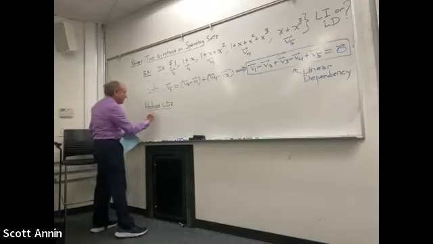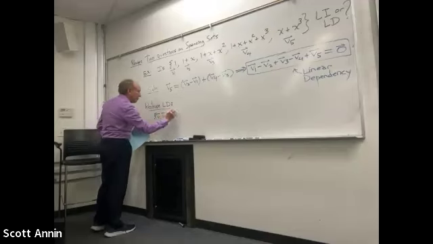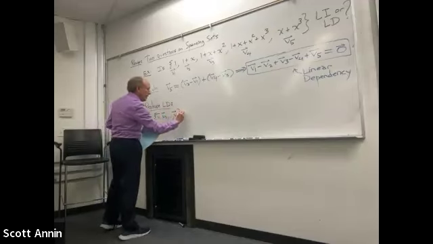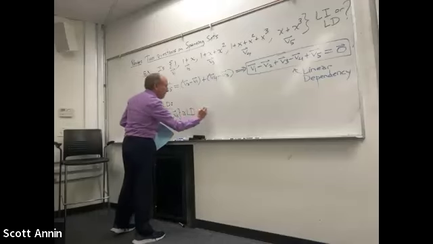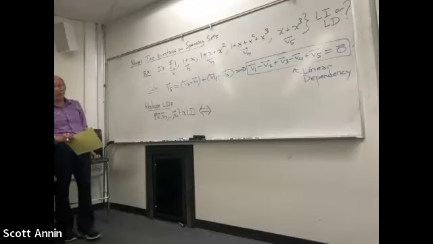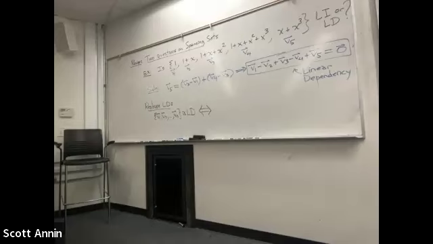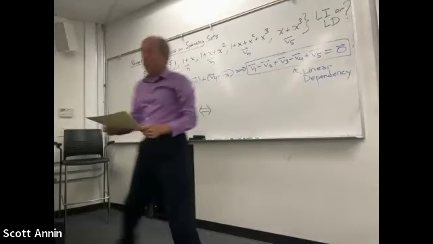Namely, the set V1, V2, up to Vn is LD if and only if... So I'm going to give you another way of thinking about what LD means. I put the definition here: at least one of the vectors can be expressed in terms of some or all of the others. But how could I rephrase that? Here's the way we can rephrase that.